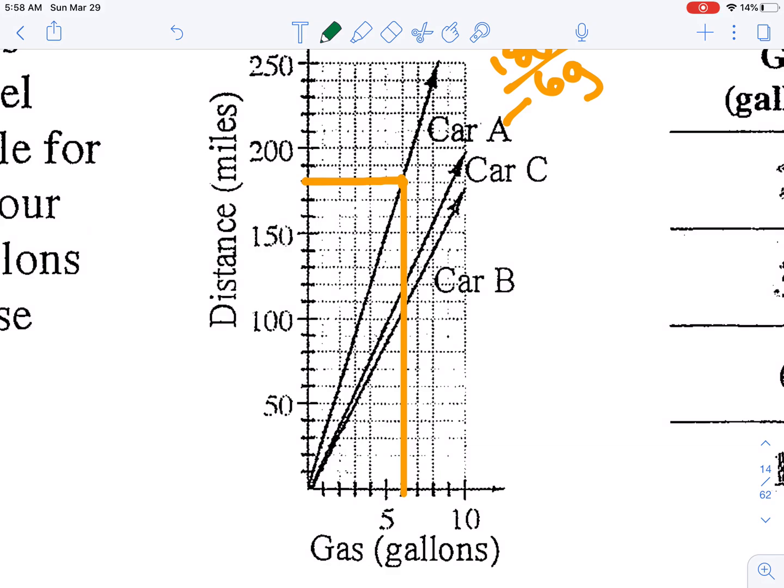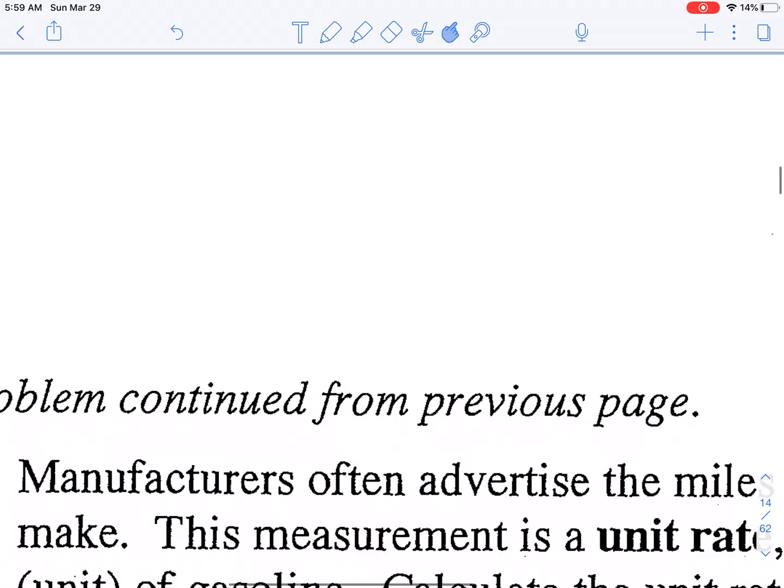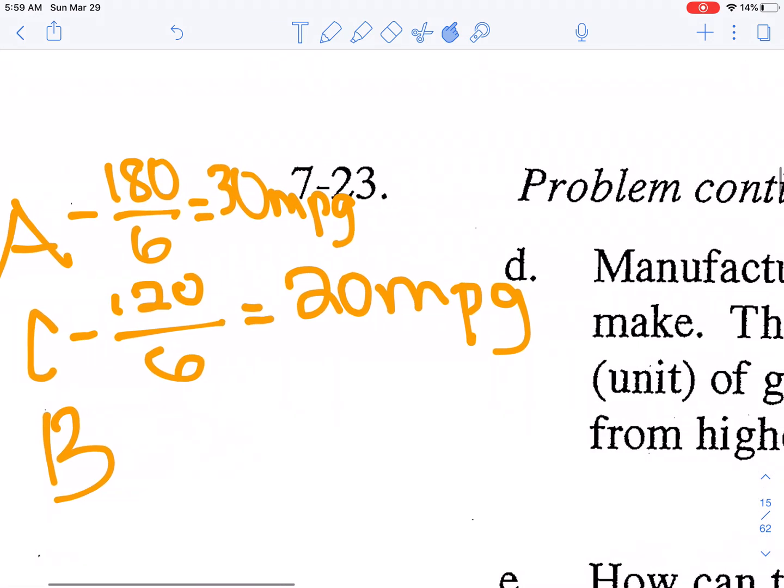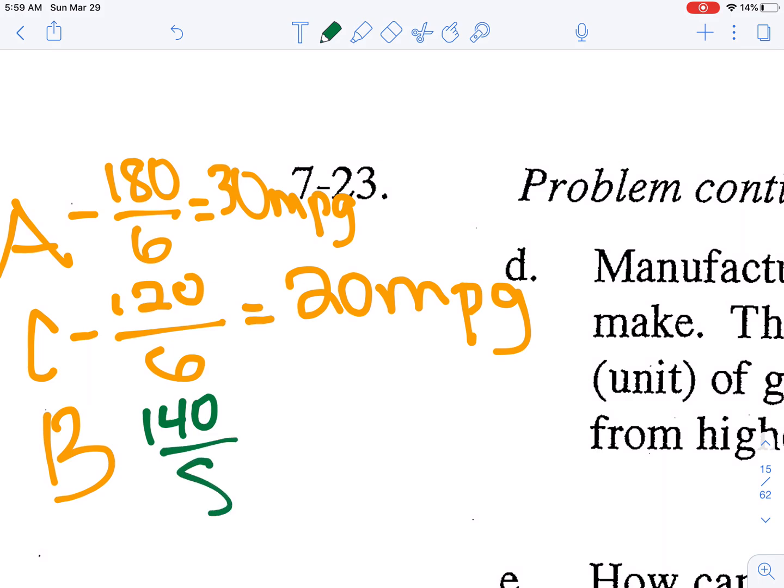All right, let's look at B. It intersects right here. So that's at 6, 7, that's at 8. And how far did it go? 140. And that doesn't go in evenly. It gets approximately 7.5 miles per gallon. So we just found the unit rate and the slope at the same time.